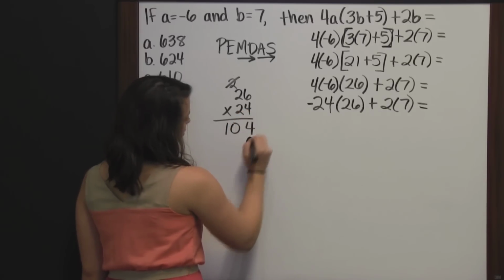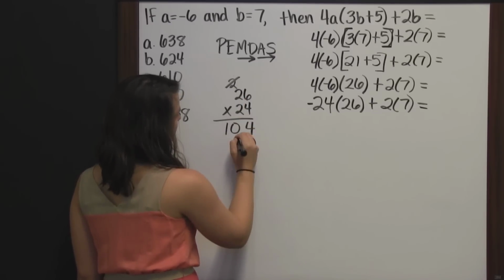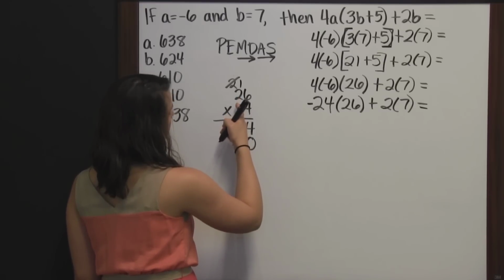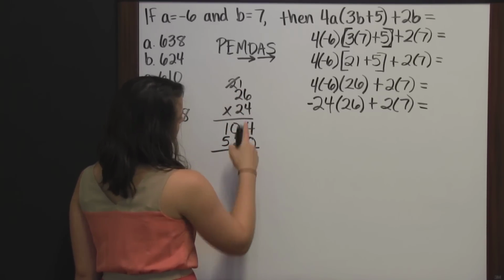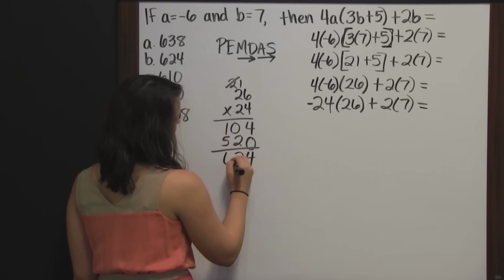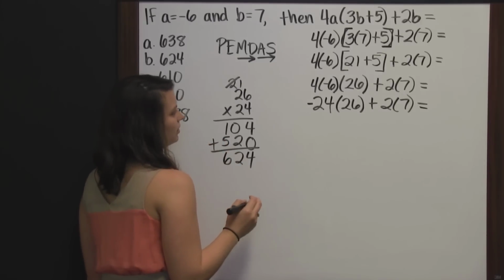And then we use a 0 placeholder so we can move on to the 2. 2 times 6 is 12, write the 2, carry the 1. 2 times 2 is 4, plus 1 is 5. 4 plus 0 is 4, 0 plus 2 is 2, 1 plus 5 is 6. 624, and that's after we added.